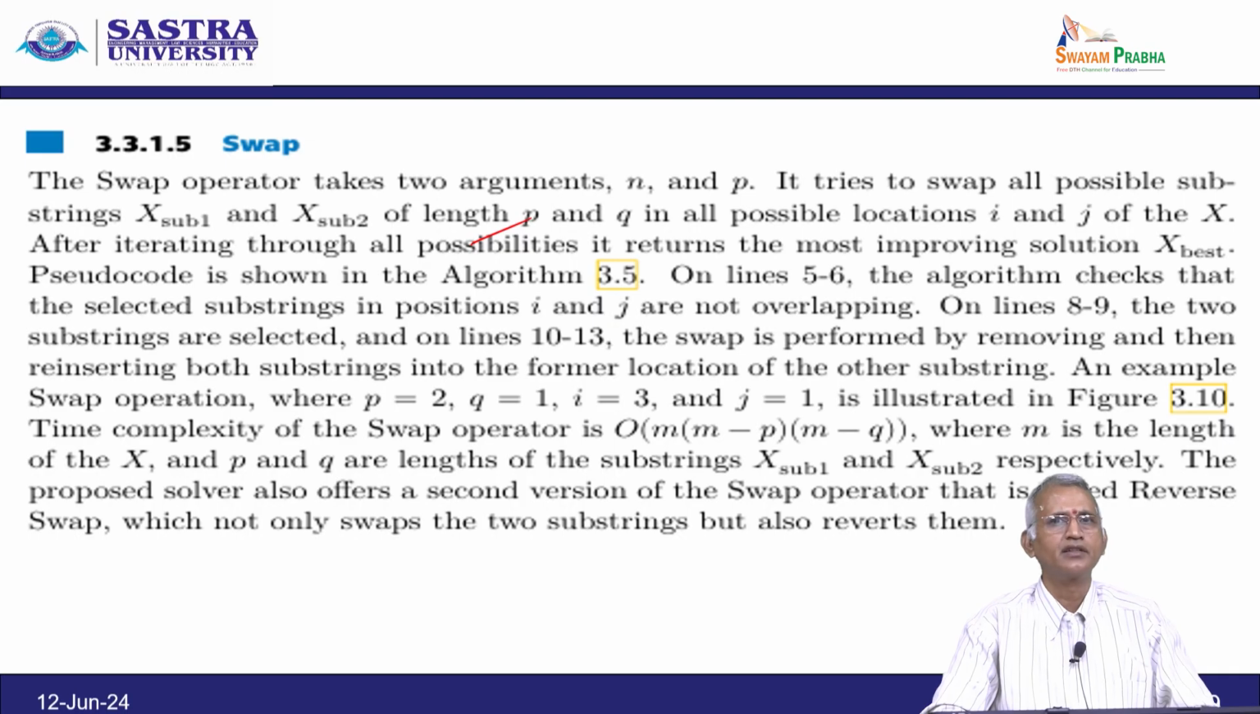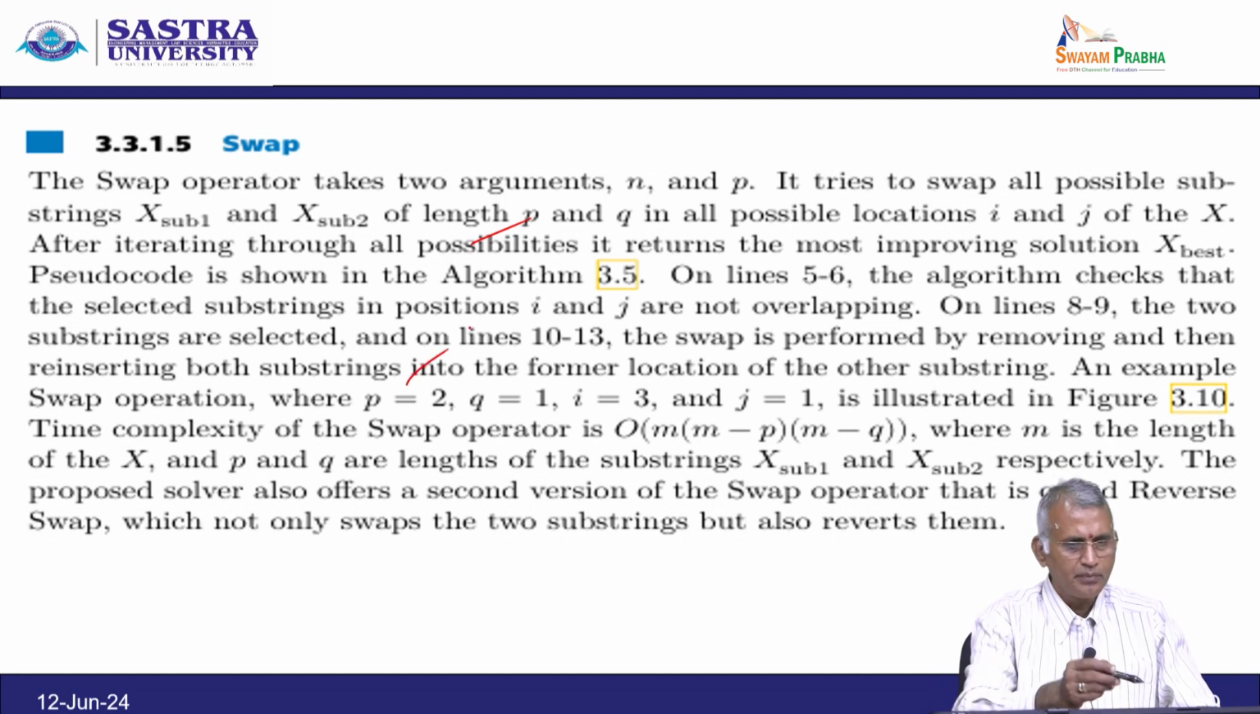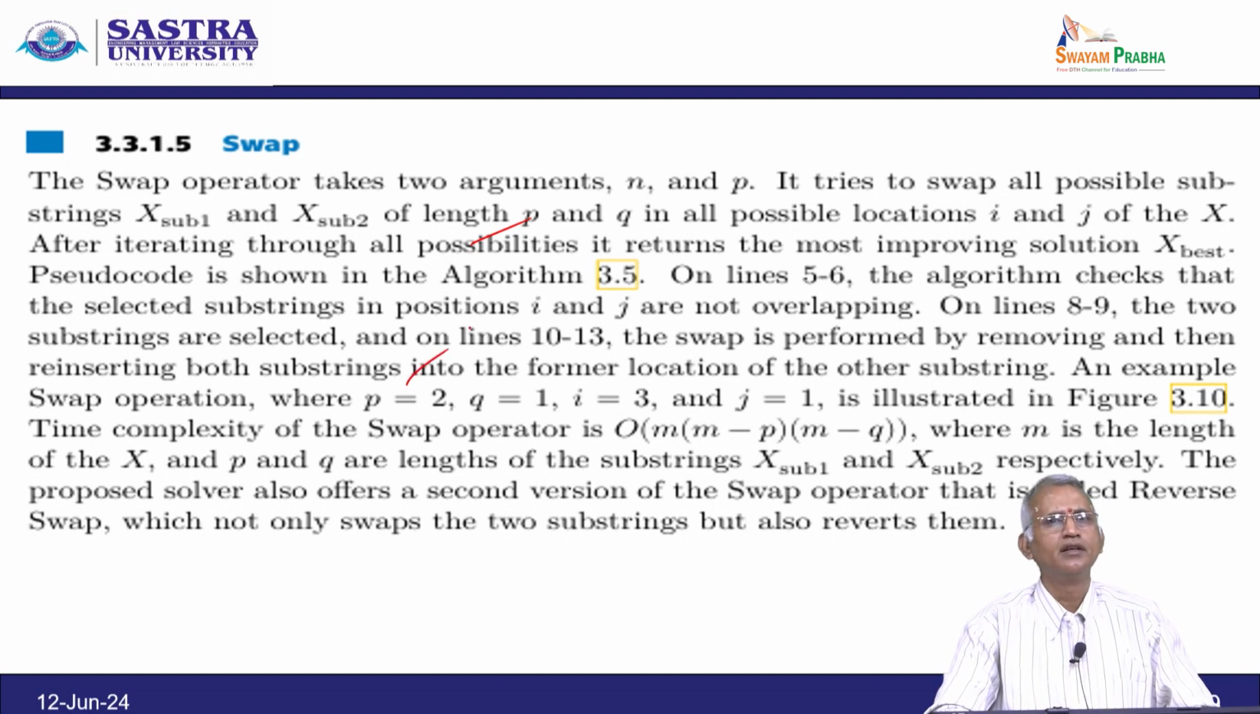On lines 5 to 6, the algorithm checks that the selected substrings at positions i and j are not overlapping. On lines 8 to 9, the two substrings are selected, and on lines 10 to 13, the swap is performed by removing and then reinserting both substrings into the former location of the other substring. So, an example swap operation where p equals 2, q equals 1, i equals 3, and j equals 1 is illustrated in Figure 3.10.